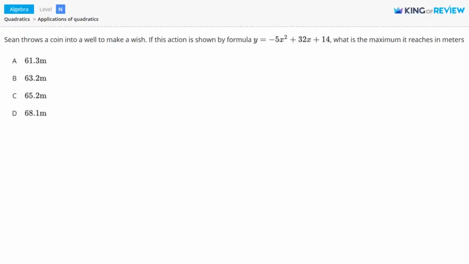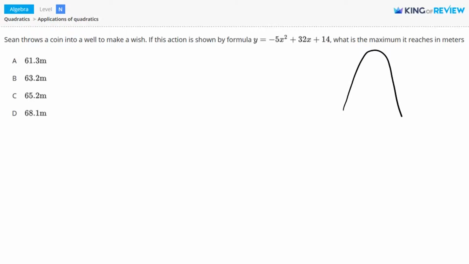Sean throws a coin into a well to make a wish. If this action is shown by the formula y equals negative 5x squared plus 32x plus 14, what is the maximum it reaches in meters? So the path of the coin can look something like this.